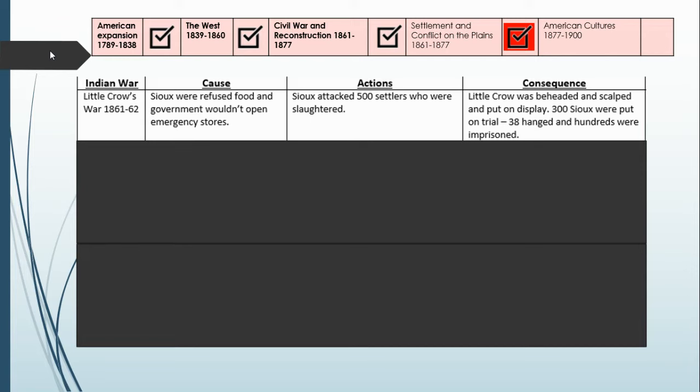So the Sioux were obviously extremely angry, and as a result of this, because they could potentially starve, the Sioux attacked 500 settlers who were slaughtered. So the Sioux do use violence. The consequence of this is Little Crow, who was one of the leaders of the Sioux, was beheaded and scalped and put on display. So very aggressive reaction from the white settlers and the government. 300 Sioux were put on trial, 38 were hanged and hundreds were imprisoned. So you can clearly see a very violent reaction from the white Americans to the natives.